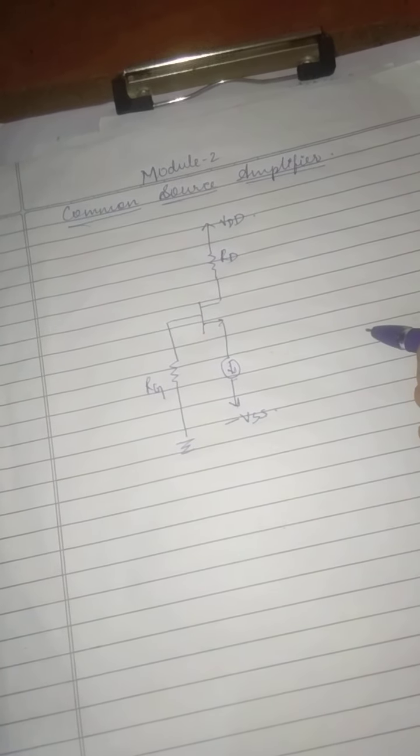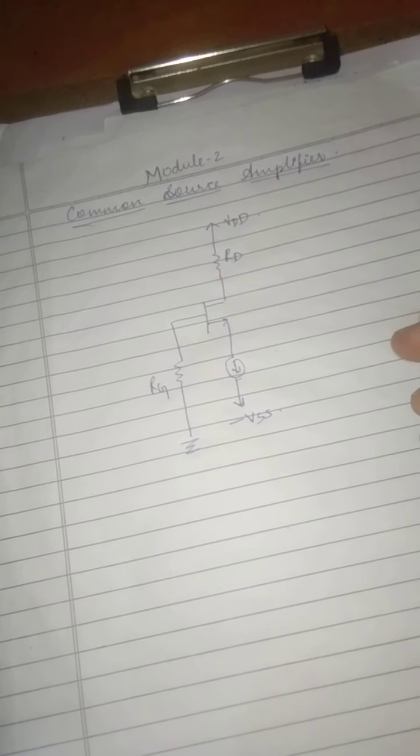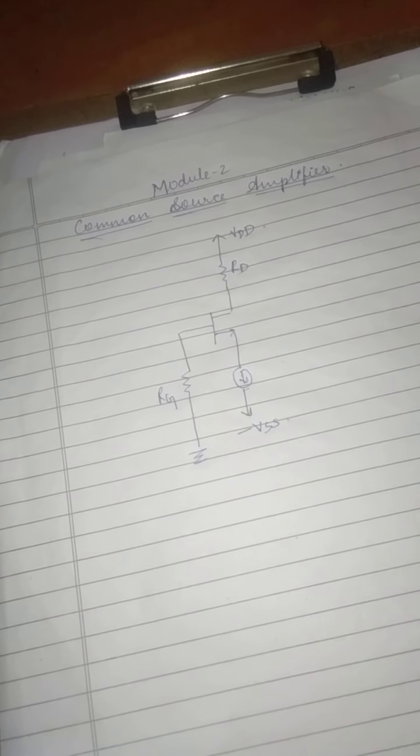The circuit goes like this: you will have a drain resistance, then a MOSFET, then a constant current source, and the potential will be VSS. You will also have a resistance RG. This is RD, and this is our VDD. So this was our circuit, right? Now in this itself we are going to draw our common source amplifier circuit.